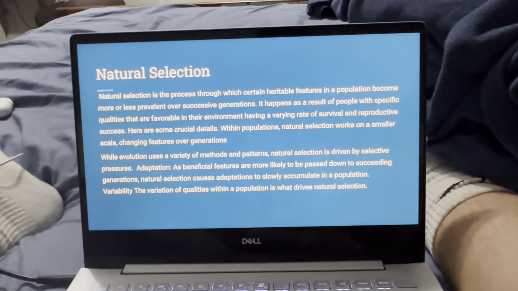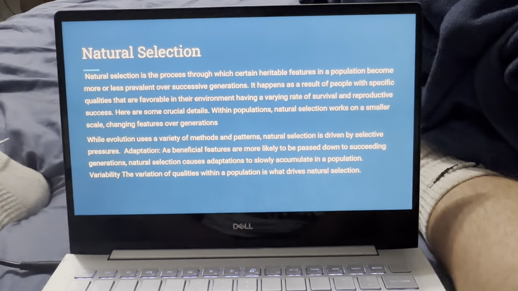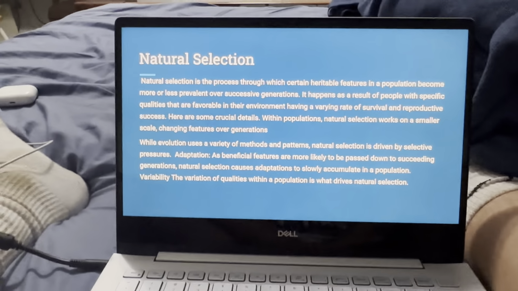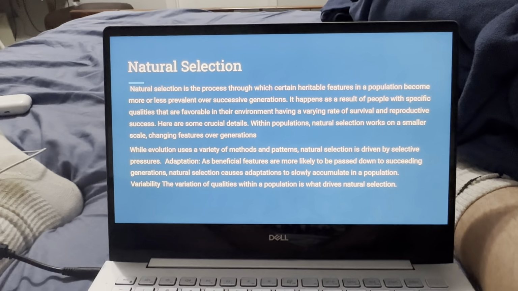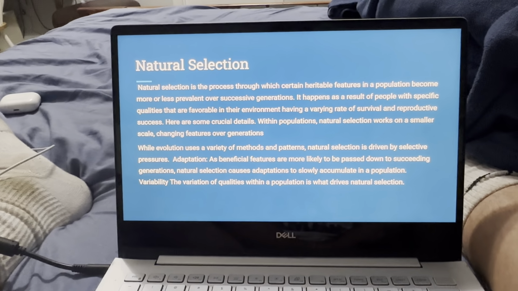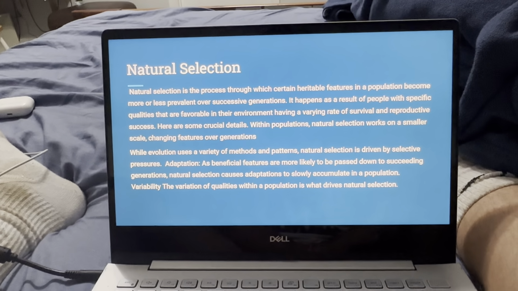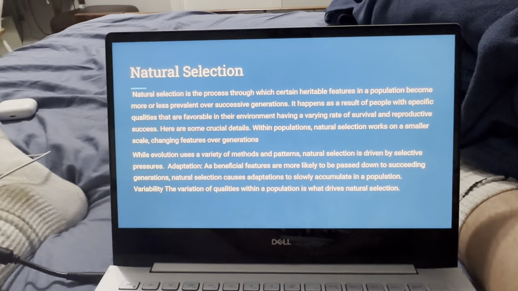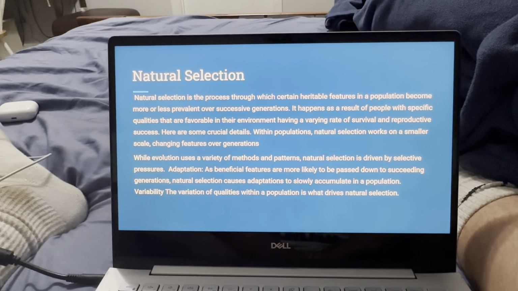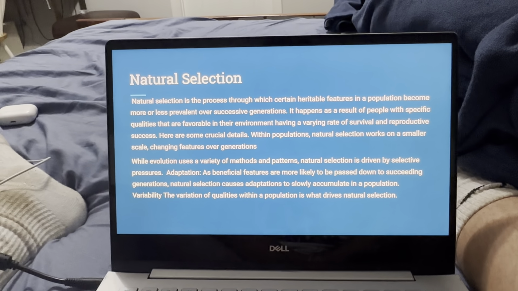Natural selection. This is the overview of everything that covers everything inside natural selection. See the big cloud bubble of it all. Natural selection is the process through which certain features in a population become more or less prevalent over successive generations. It happens as a result of individuals with specific qualities that are favorable in that environment having a varying rate of survival and reproductive success.